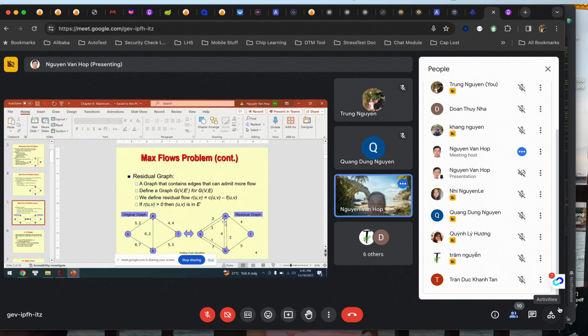Here, B to A is 4. The residual arc for S to B will be 1. Okay, S to B will be 1. But in this one, we don't have residual flow from A to T because it's 0. From B to T it is also the same, because we don't have residual values. Because 5 minus 5 is 0, therefore we don't have flow.